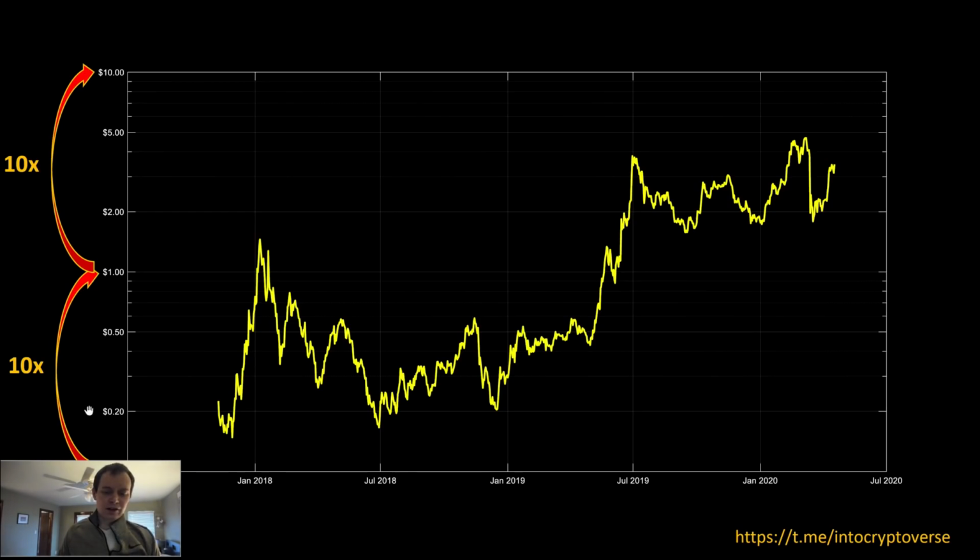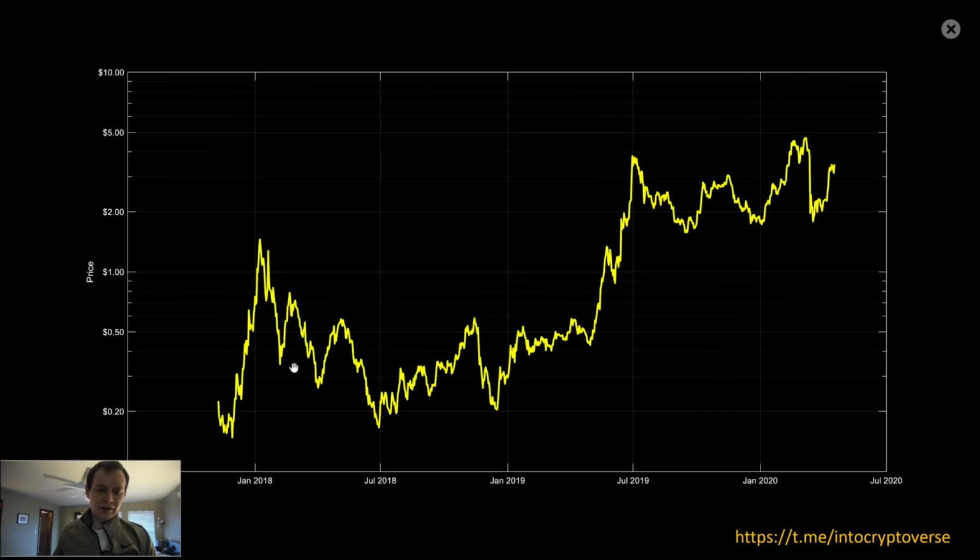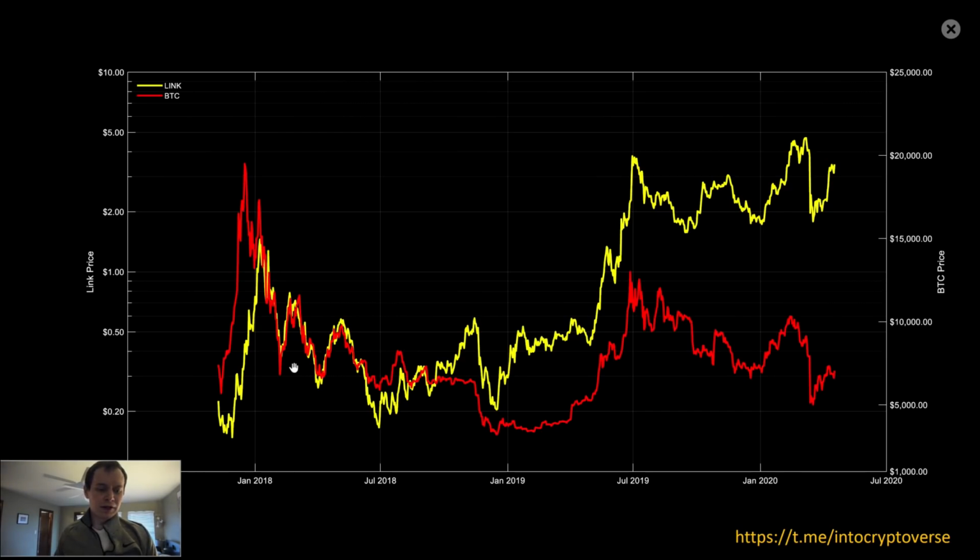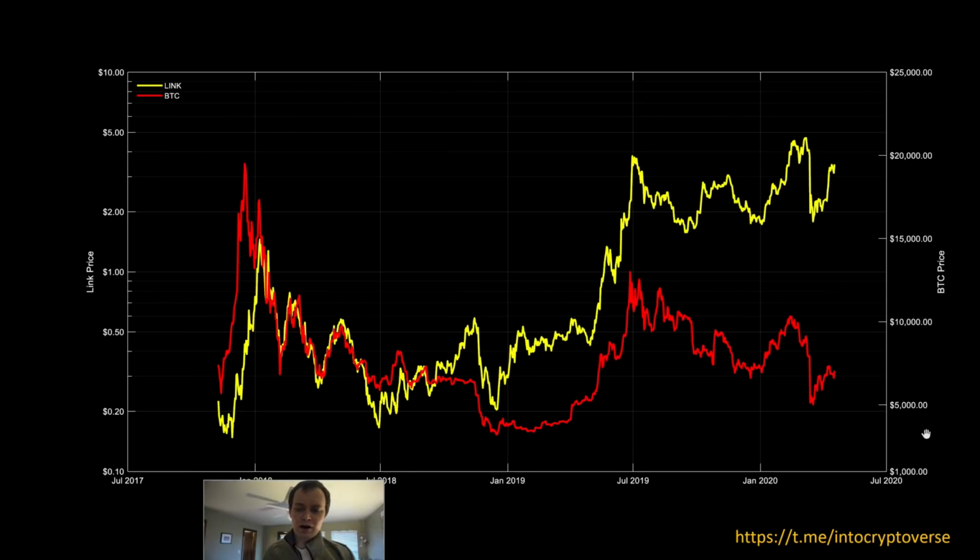So let's go ahead and look at the price when we compare it to Bitcoin. So on the primary y-axis, we have Link, and again it's on a log scale. And then on the secondary y-axis, we have the price of Bitcoin. But note that right now the price of Bitcoin is on a linear scale. So we have 1,000, 5,000, 10,000, 15, 20, and 25,000. So the grid lines you see are actually for Link and not Bitcoin.